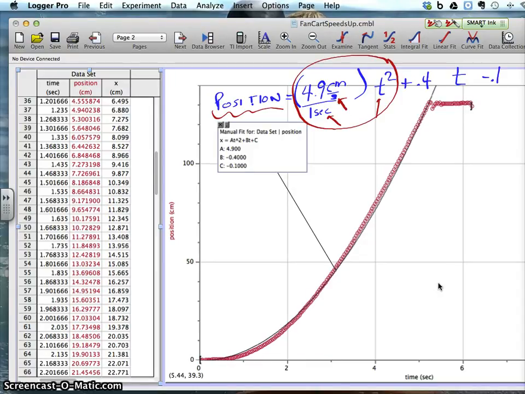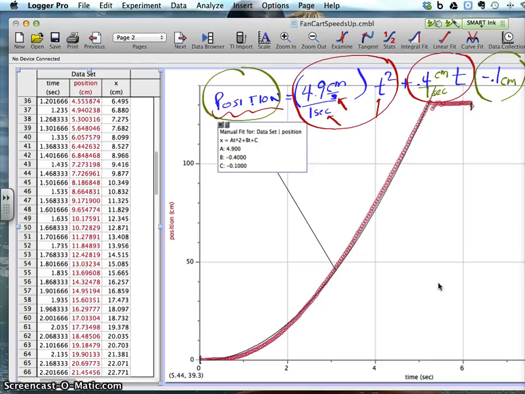Okay, so this term here, the 0.4 times t, must also simplify to centimeters, right? Thus, the 0.4 must be measured in what units? You guys got it. So this has to be centimeters per 1 second, yeah? And then the final term, if it's going to simplify to centimeters, so that we have centimeters plus centimeters plus centimeters equals centimeters over here, what is this last term measured in? Centimeters.